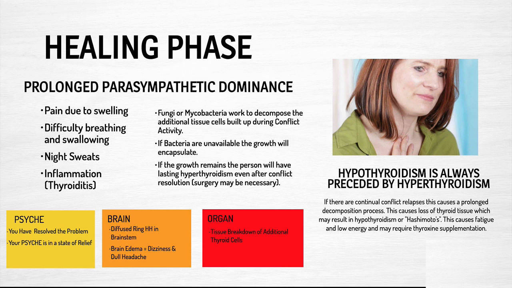So remember, you were in prolonged sympathetic dominance. And so your body was adapting. You were in an adaptive state at that time. Now the body swings the pendulum back the other way, and now we are in prolonged parasympathetic dominance, because now that site, that tissue that was affected, is now a construction zone, because we built up additional thyroid gland tissue cells while you were conflict active. Now the body is going to break those tissue cells down. It has a plan.